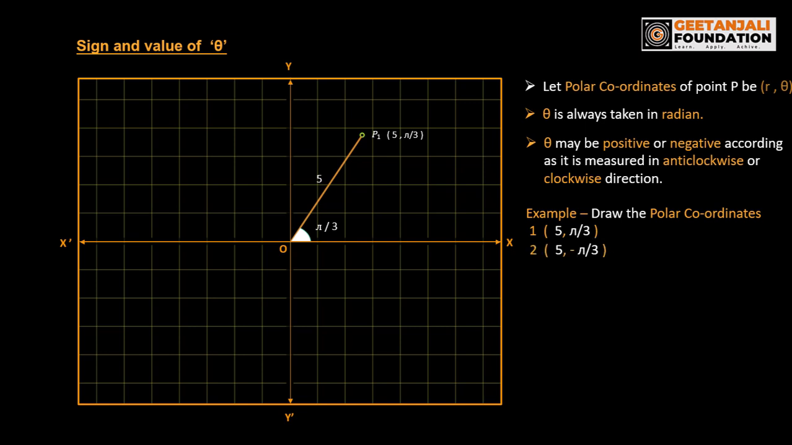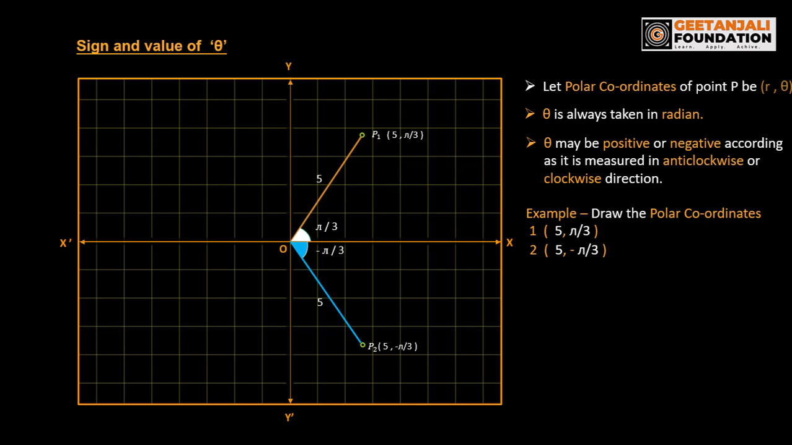Let's take one more example. In this example, theta is negative. You can see it is minus pi by 3. So we will measure it in the clockwise direction from OX. So it is minus pi by 3. Now we will take a line segment of 5 units. Now this point P2 will be the point whose polar coordinates are (5, minus pi by 3). By these two examples, you must have understood how we measure positive or negative theta.